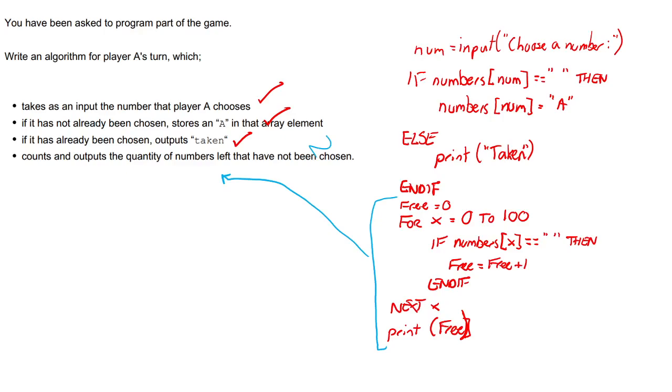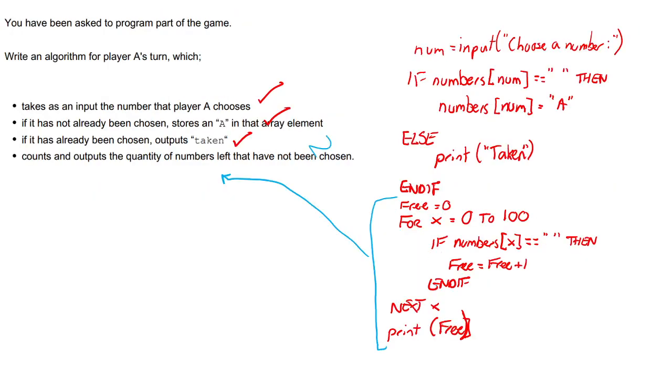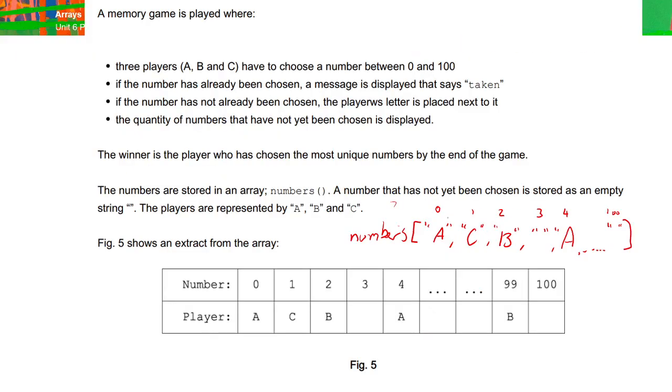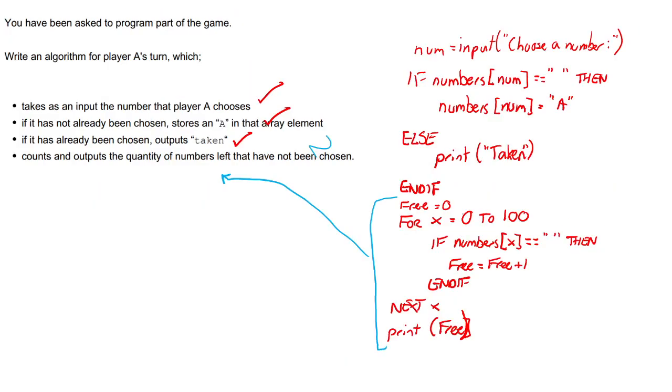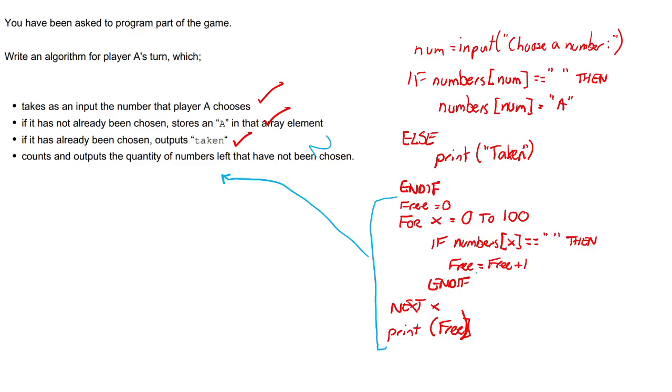If, let's imagine it's 0. If number 0 is blank, let's go back. Number 0 isn't blank, it's got an A in. So in other words, it doesn't do anything. Okay, we do our next loop. X becomes 1. If numbers 1 is blank, well, numbers 1 isn't blank. Okay, keeps on going. Goes up to if number 3 is blank. Number 3 is blank. Then free is free plus 1. It adds 1 to it. So it just goes through all of the positions in the index from 0 up to 100 and it counts how many blank spaces there are, and then it's going to output that. Okay, and there we go.